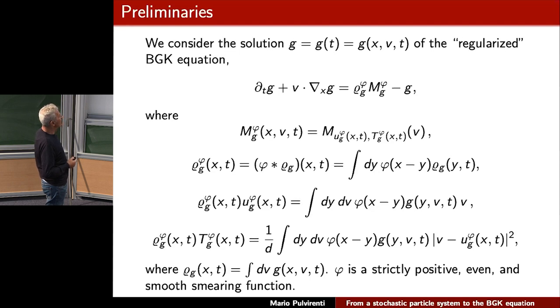So here you have the stream part. And here you have a minus G, the loss part. And the jump in the Maxwellian is the jump in a sort of regularized Maxwellian defined in the following way. The Maxwellian is constructed with this field, U_G^phi, T_G^phi, which are defined in the following way. First, you regularize the density, rho of G, the density of the distribution G, through a sort of smearing function phi. And then you construct the momentum and the temperature field according to this formula. So if you compute this quantity in X, you smear around X, right?